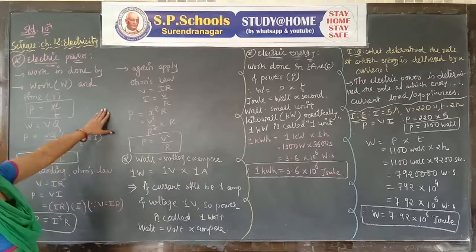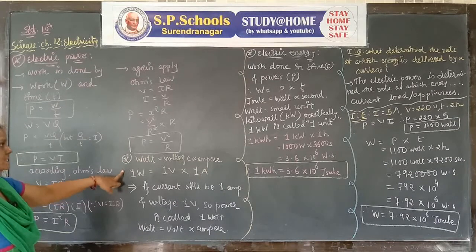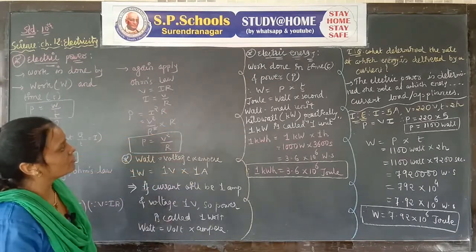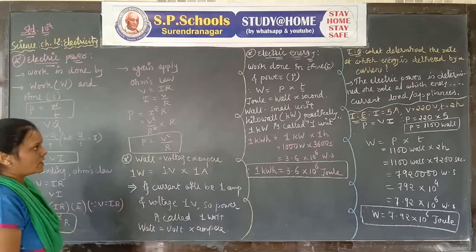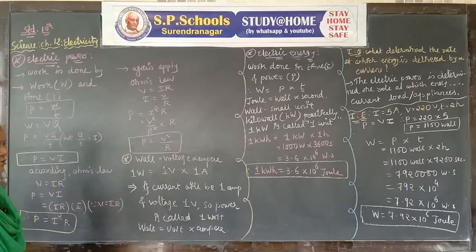So you have to write the electric power definition and the SI unit of power. Electric energy: 1 kilowatt hour means 1 unit. Two in-text questions, one example related to power.